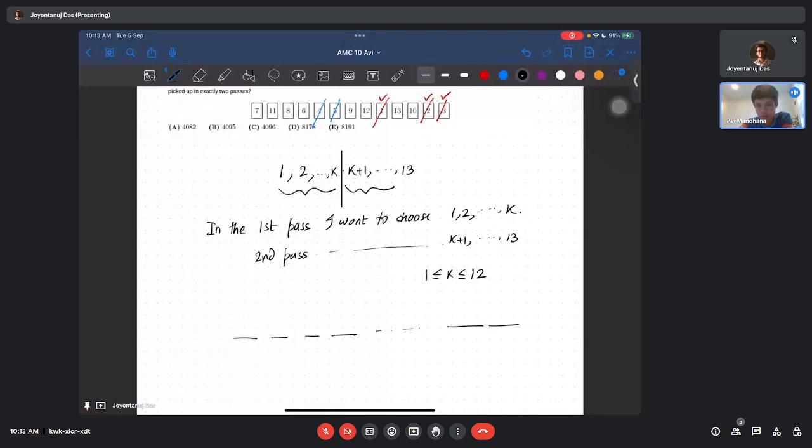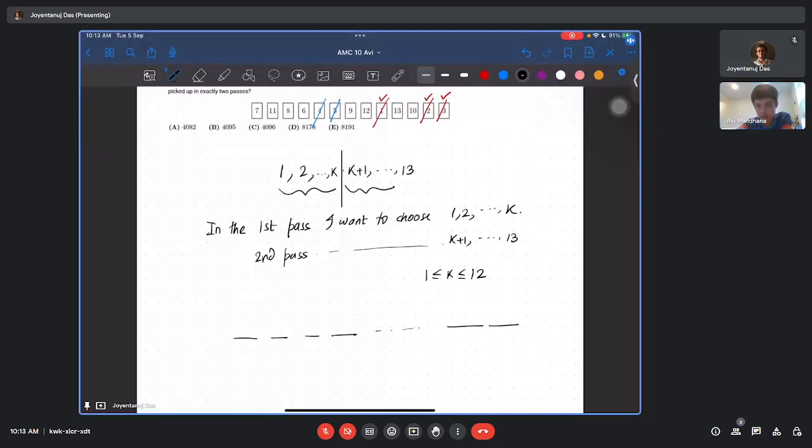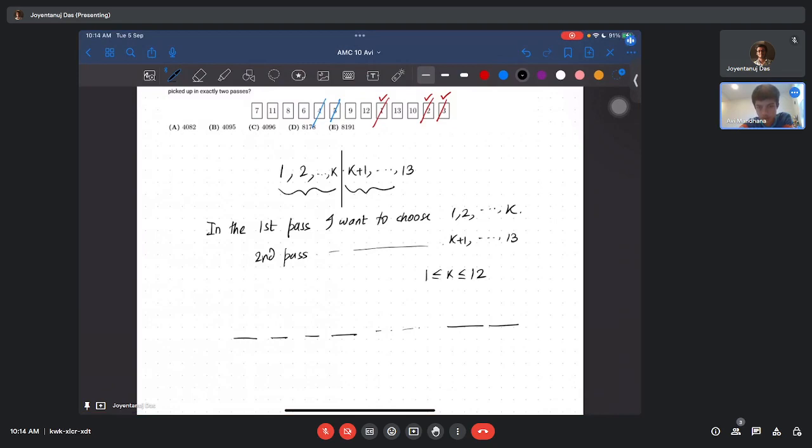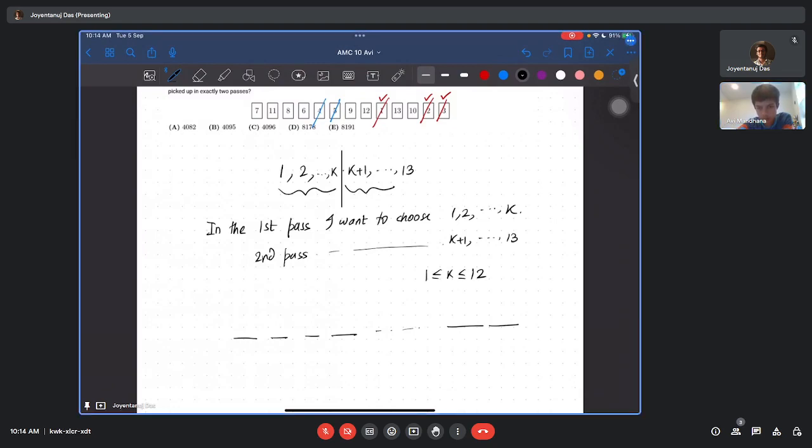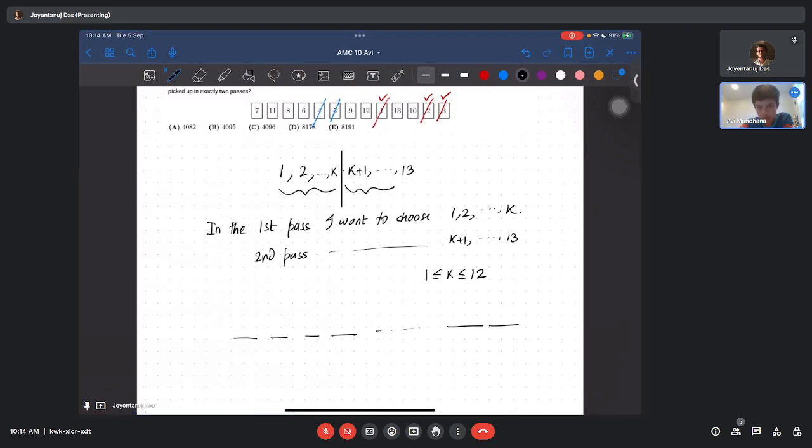13 factorial. No, 13 factorial is all the possible arrangements. The thing is, I want to choose k positions out of these 13 positions, for these k numbers or k cards. So how many ways to do it? 13, sorry, 13. No, no, think about it.